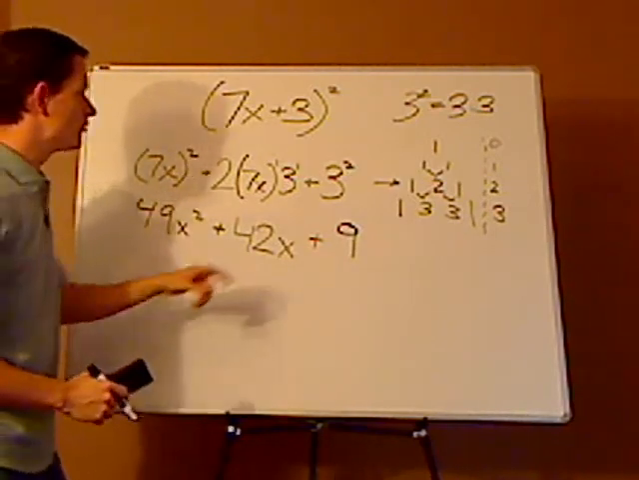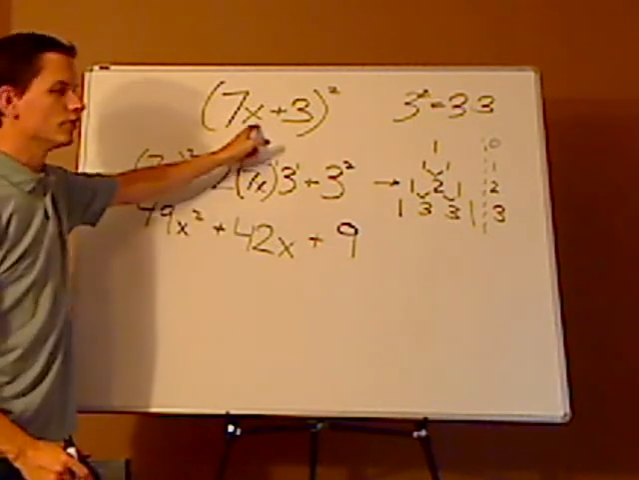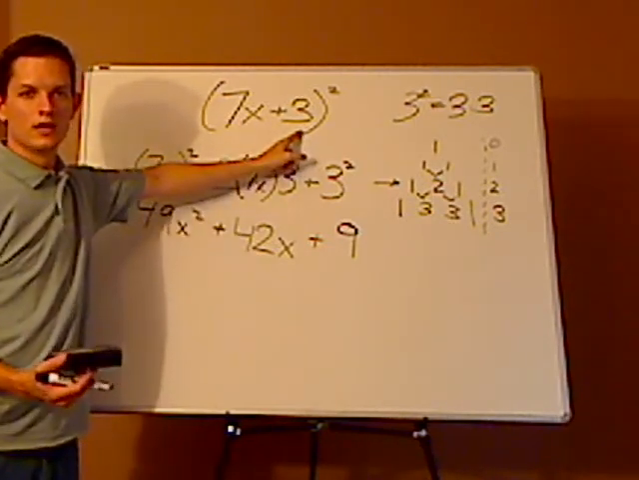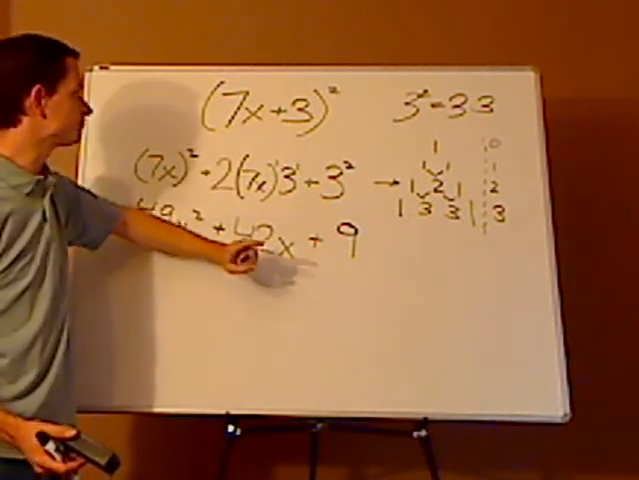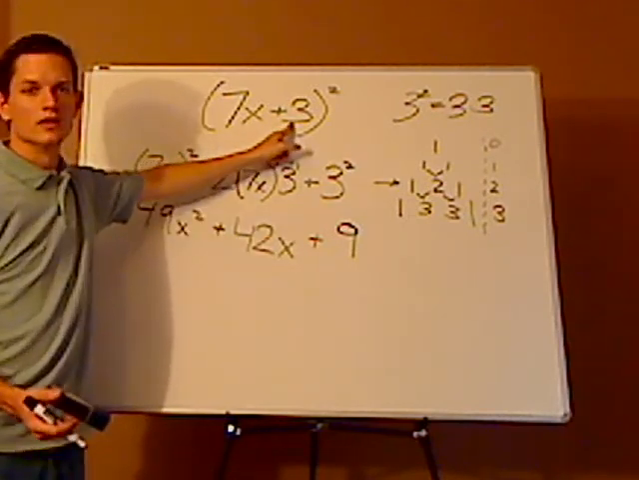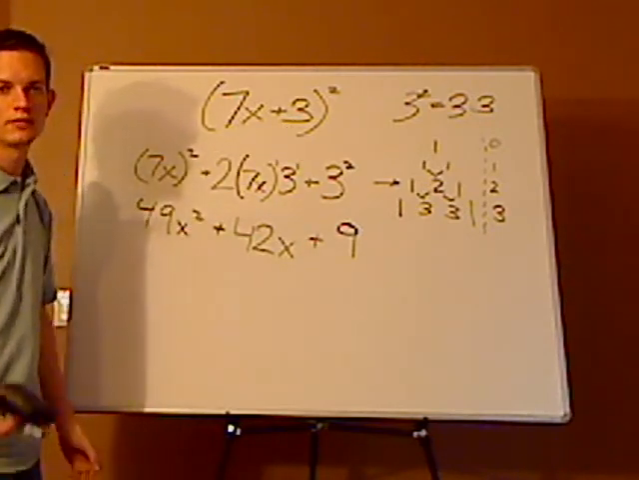Now, if you don't want to memorize this, just remember, square this, you get that. Multiply these two, and then multiply them again by 2. You get 42x. And then square the 3. Once you square the 3, you get 9. So that's pretty much it.